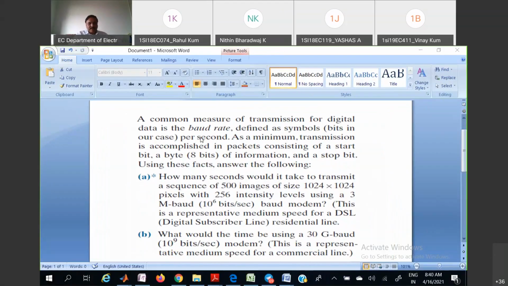Okay. So what it says is, a common measure of transmission for digital data is the baud rate. All of you know the definition of baud rate. How many bits per second? That is the baud rate.